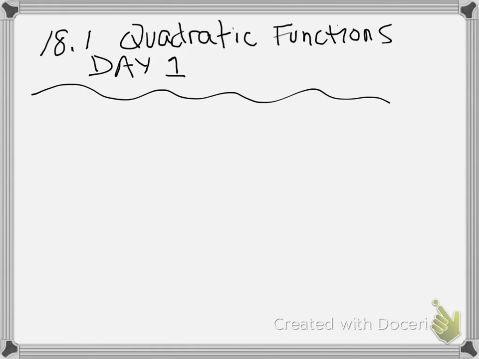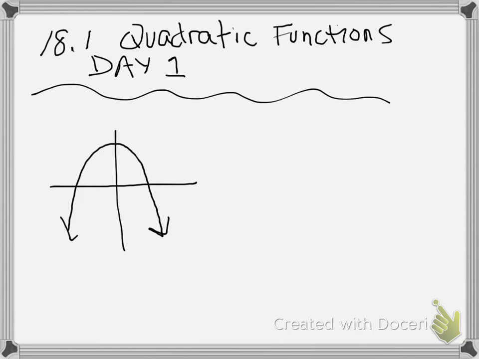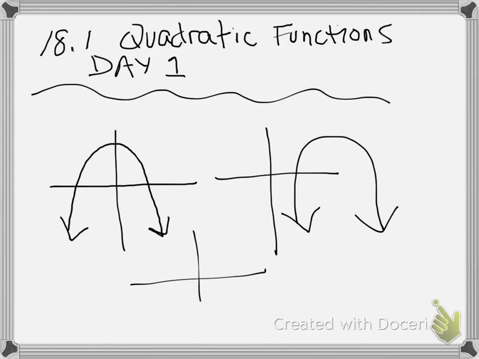This section is 18.1 day 1, so it's on quadratic functions. We need to discuss really what a quadratic function means. A quadratic function is when you have an equation where you graph it and you get something that looks like this, or it can be over here, or it can be up. But it's either basically a smiley face or a sad face.